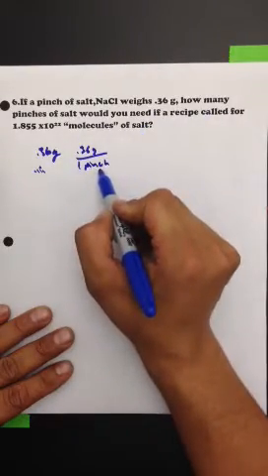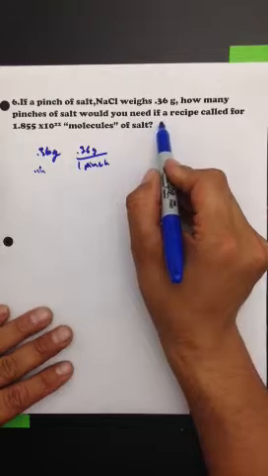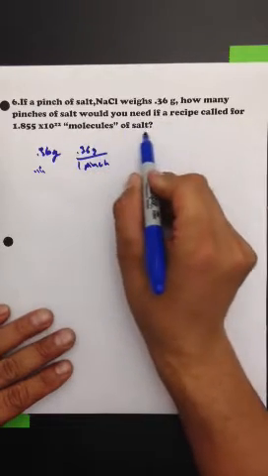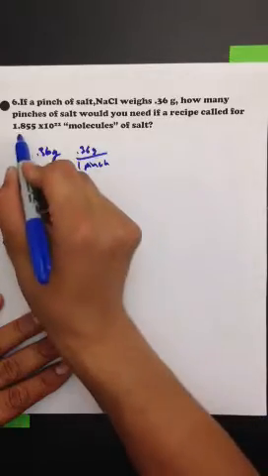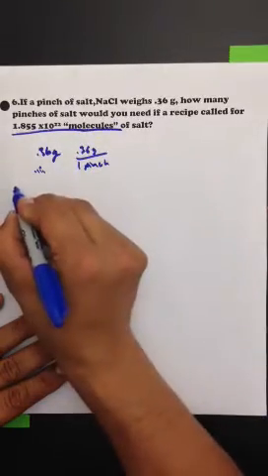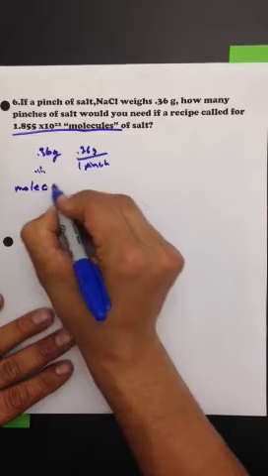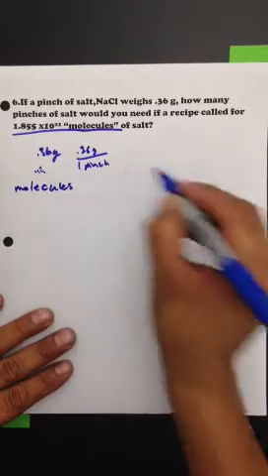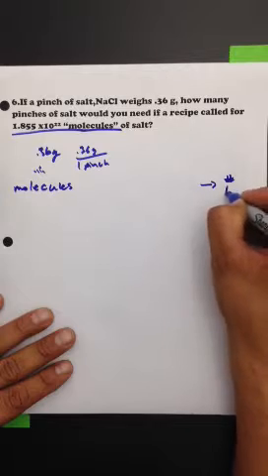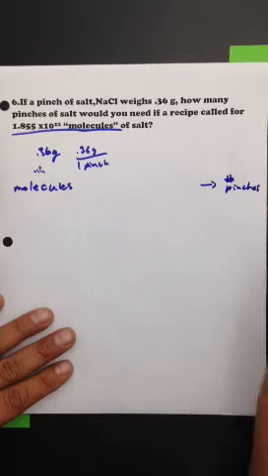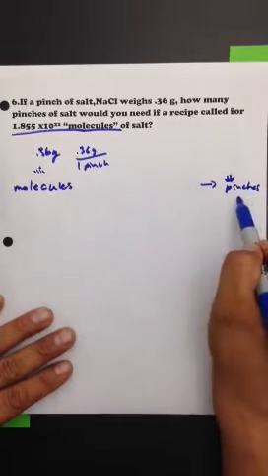Oh, we're looking for the number of pinches you would need if a recipe called for this many molecules of salt. Oh dear. All right, so this is the number they're starting us out with. So we're ending up with molecules, and we need to get all the way to the number of pinches. So let's go backwards.